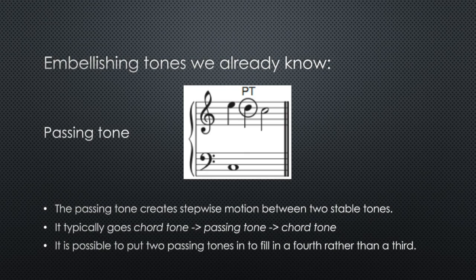So if you look at this illustration, we have C in the bass. We maybe assume we have a C major chord. And E and C are in the chord. D is the passing tone that is not in that chord.